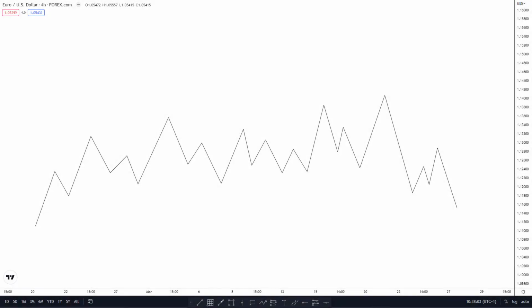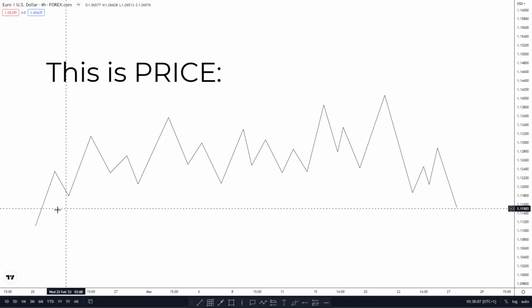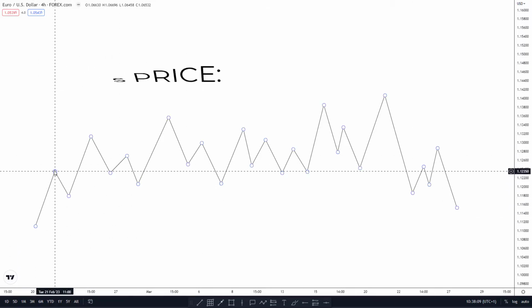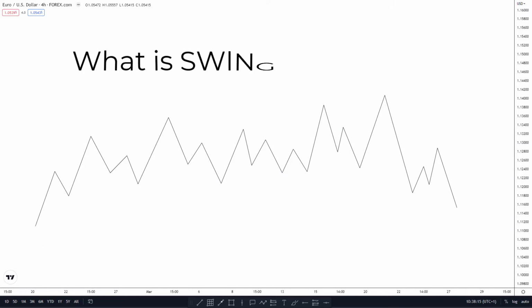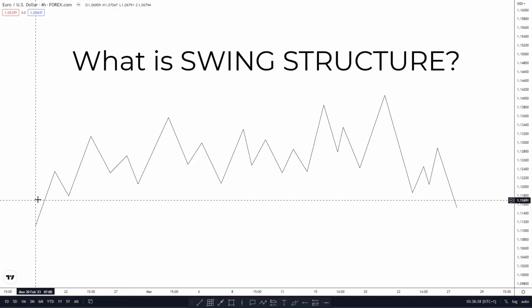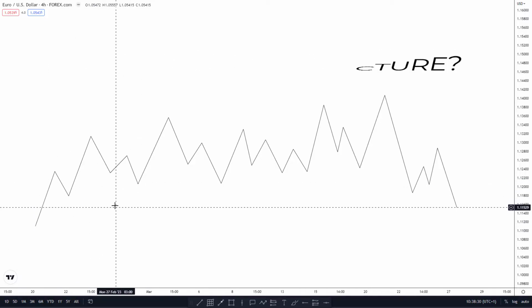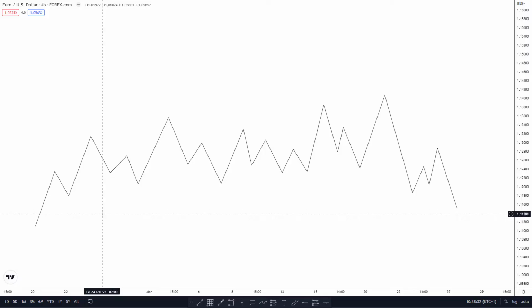Look at this zigzag line. What does it represent? Well, it represents price on a chart. And in that price, you can see we have lows and highs and lows and highs all over the place. So what we're going to do in this video is to establish what swing structure is. If we can establish significant swing points, that is a good start.